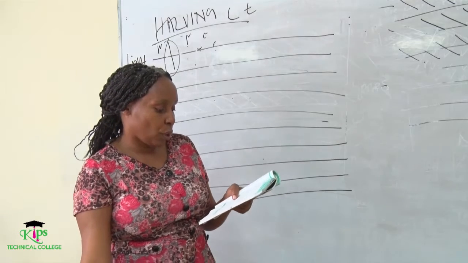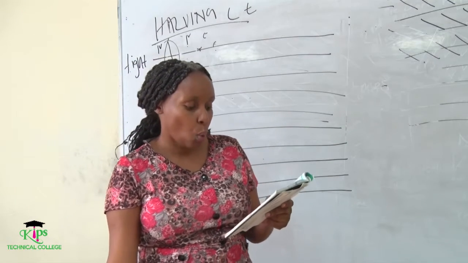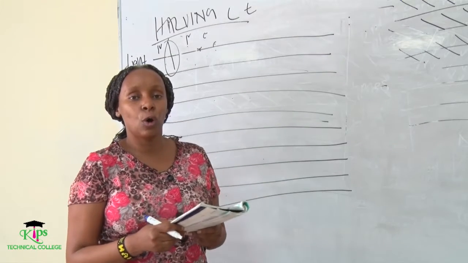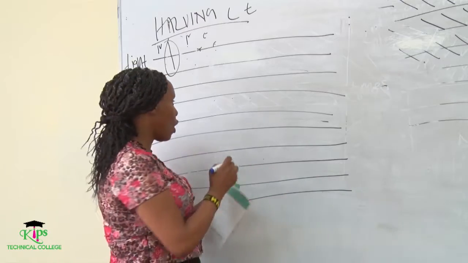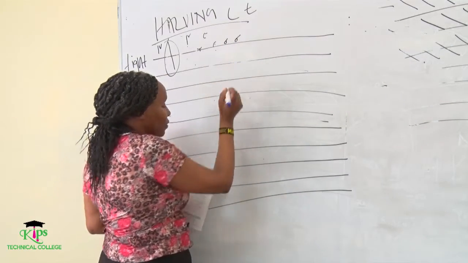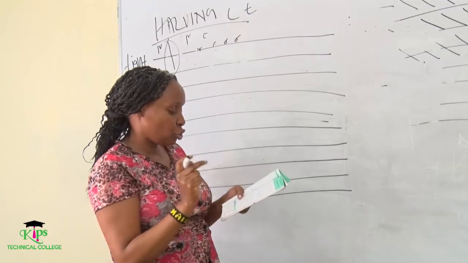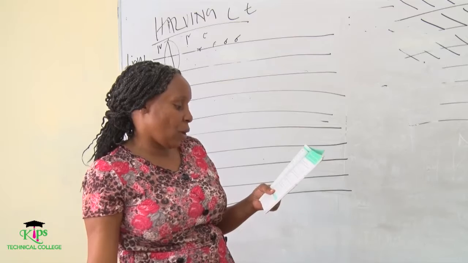We also say half length H, when not joined to another stroke, is always written upward. For example, hot, we use the upward H. When not joined to another stroke, it is written upward.